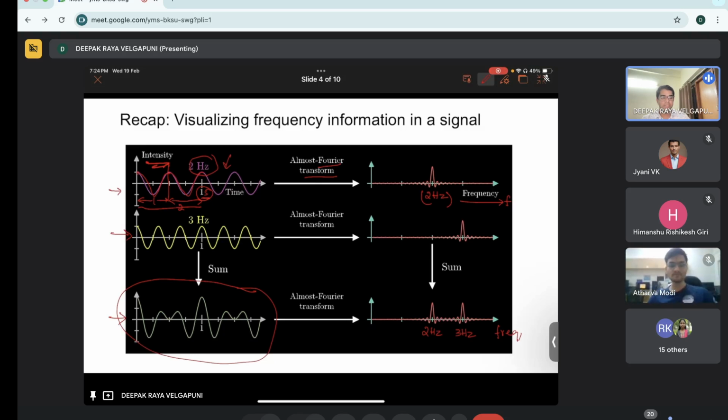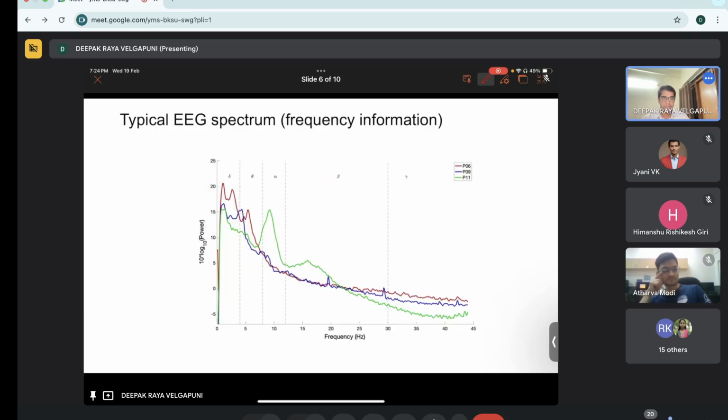This is one form of visualization, but if you have an even more complex signal like EEG, it doesn't look this simple. You'll have a more continuous and complex spectrogram. So a typical EEG spectrogram looks like this. It doesn't have nice single peaks, because this is not a monotonic signal. This is a mixture of many frequencies. Therefore, you see things like this. This is from different electrodes. This is from P11 electrode, this is from P9 electrode, and this is from P6 electrode.